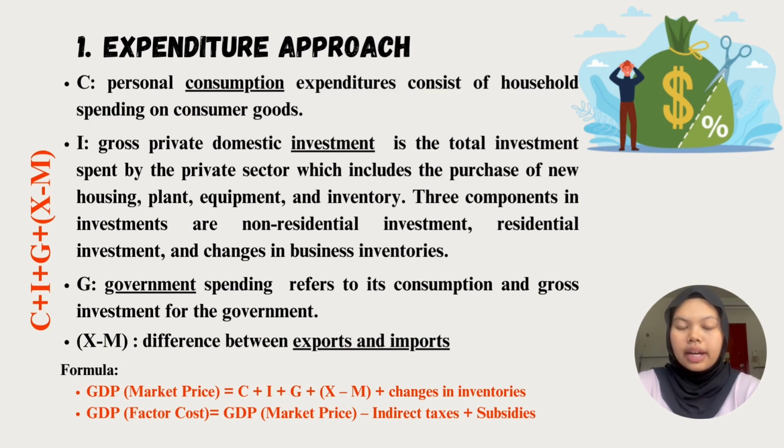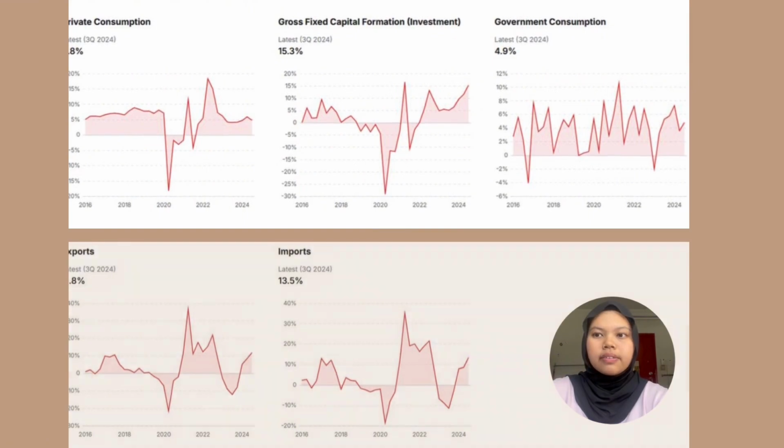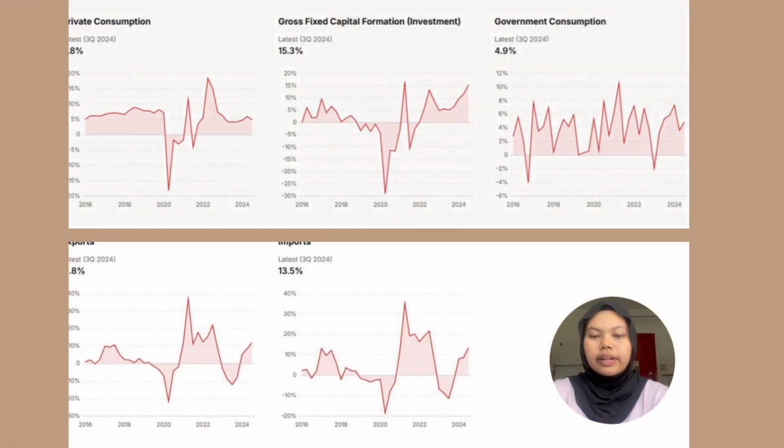Another component for the expenditure approach is the government expenditures or spending. We exclude government transfer payments to persons that are not made in return for goods and services currently supplied. And the last component for the equation is X minus M, which is net export. Here is the data from DOSM, where they divided the GDP according to the components of expenditures.